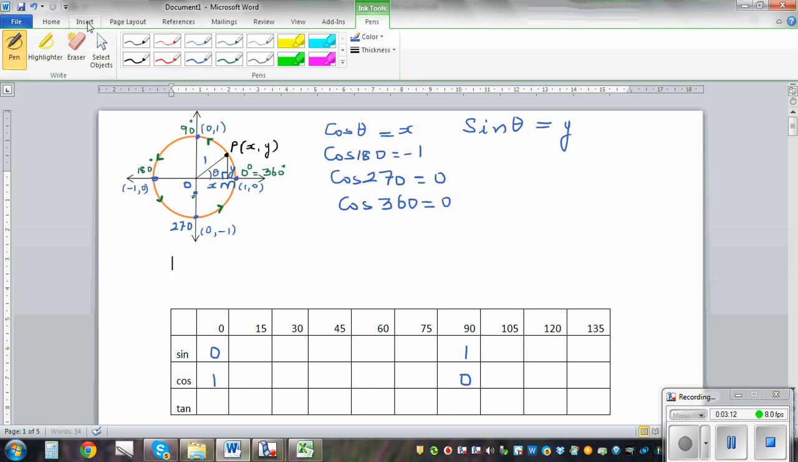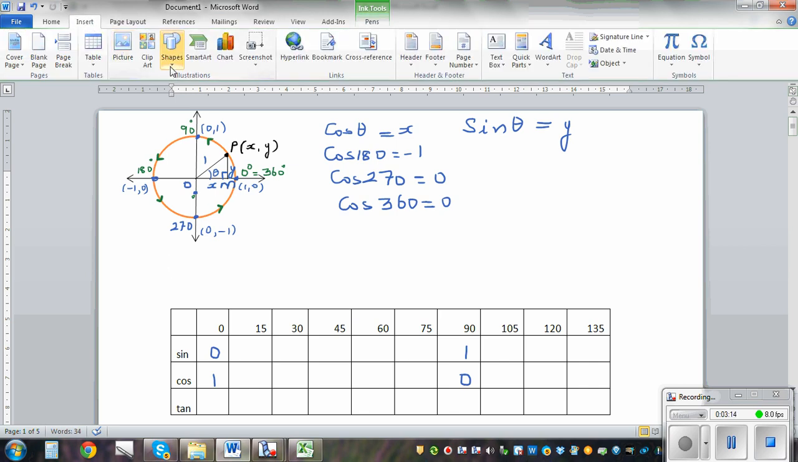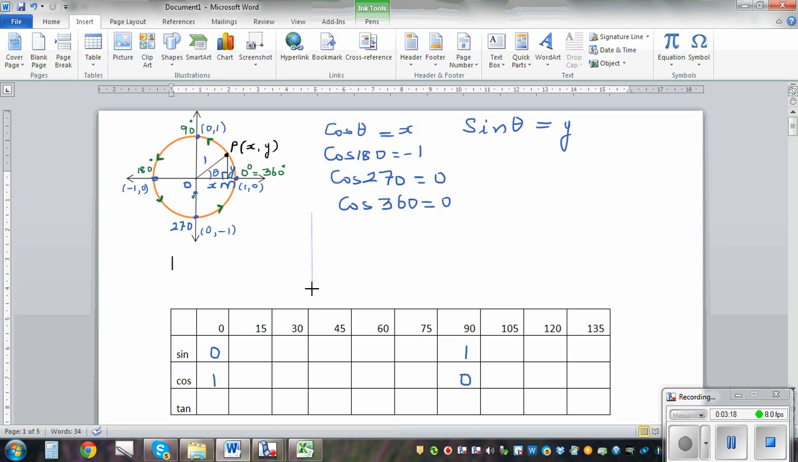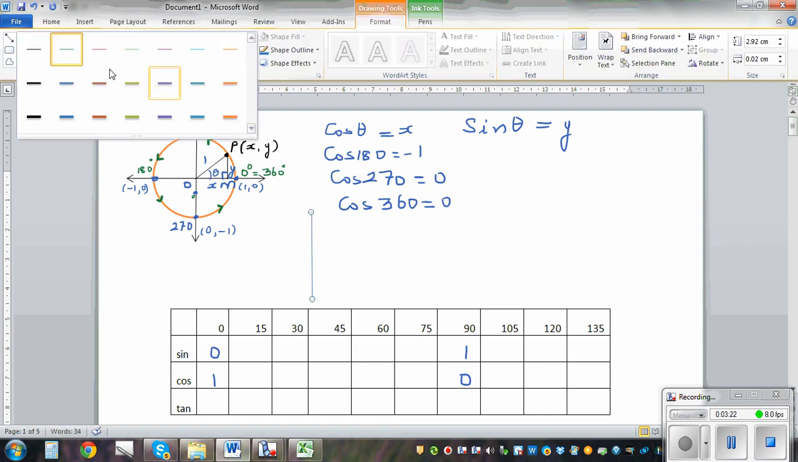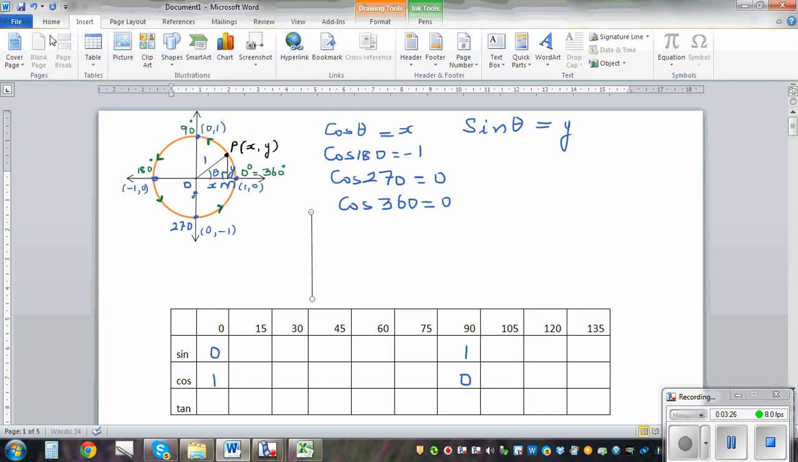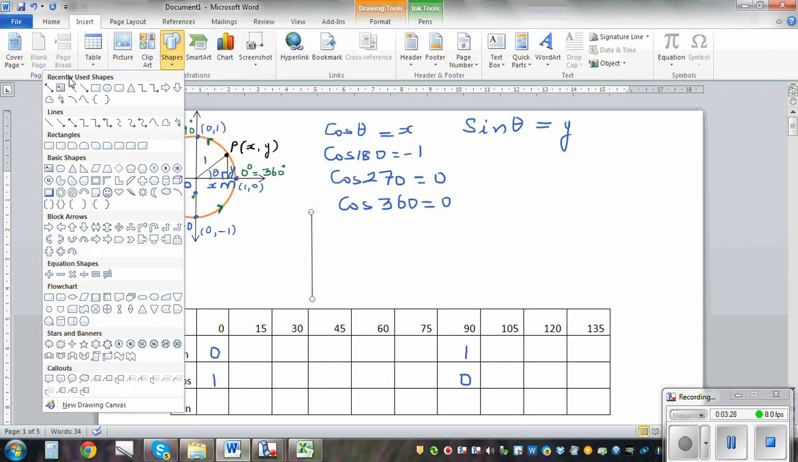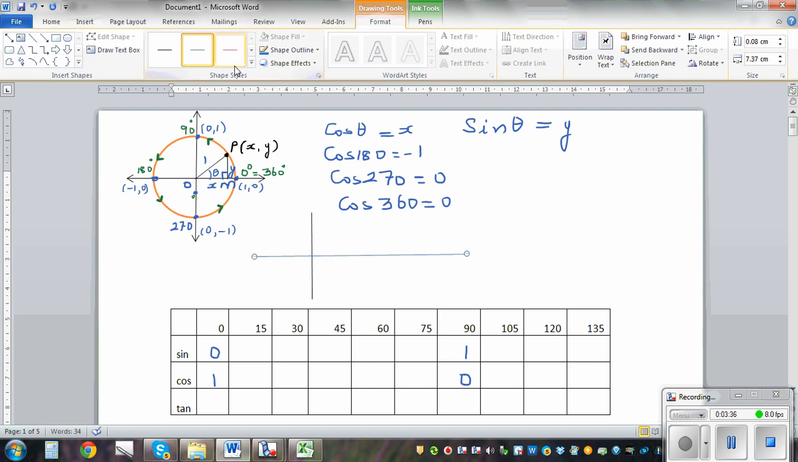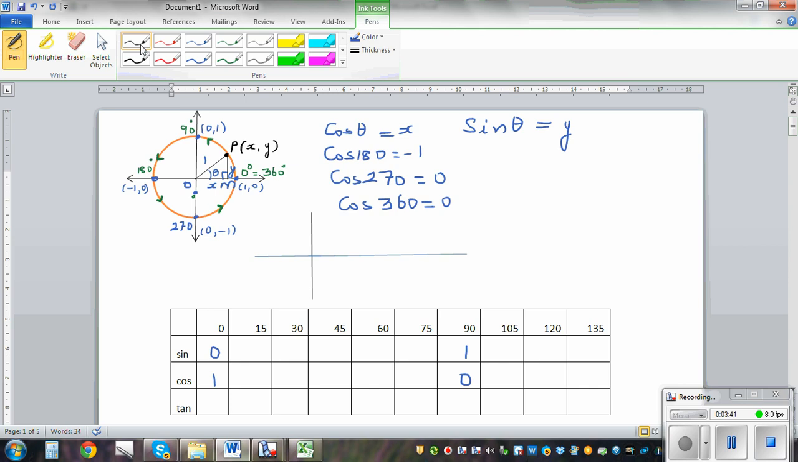So the cos graph is, let me draw a cos graph by just looking at the unit circle. So insert, shapes, and this is a unit circle. I didn't want to do this, but let's do it.